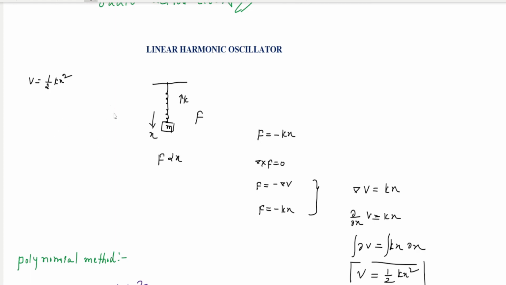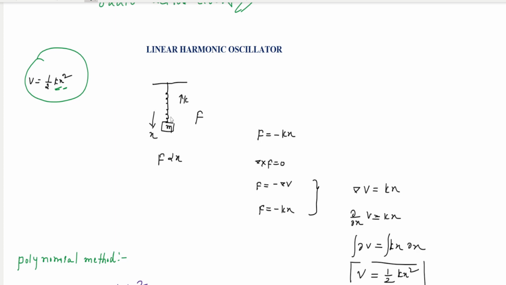So the linear harmonic oscillator, right? The problem of the linear harmonic oscillator is of importance since many systems of interest can be approximated to it. Its potential energy is V equal to 1 divided by 2 k x square, so k is the force constant. It is a continuous function of x.